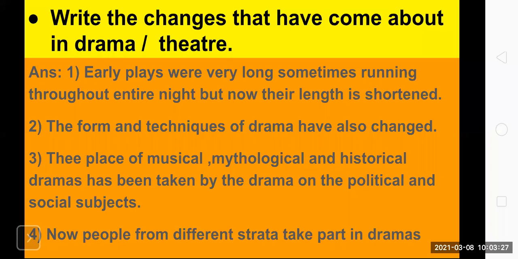Now the place of musical, mythological and historical dramas is being taken by dramas of political and social subjects.